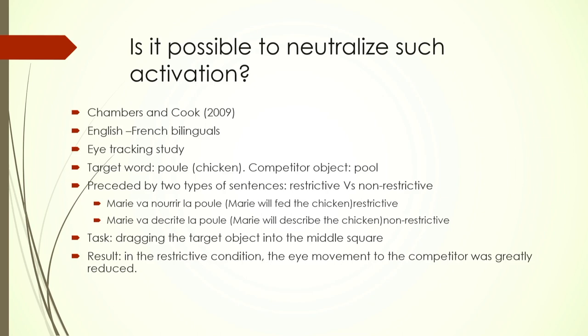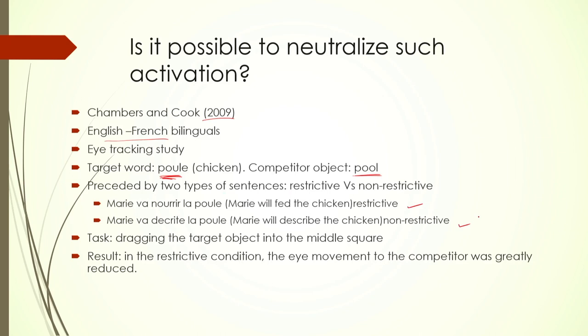So again, in a study in 2009, an eye tracking study was done on English-French bilinguals. This was done in French. The target word was poule, which means chicken in French, and the competitor object was poule in English. Now this word, the auditory input, was preceded by two kinds of sentences. In some cases, the word poule in French was preceded by a sentence like this, in some cases a sentence like this.